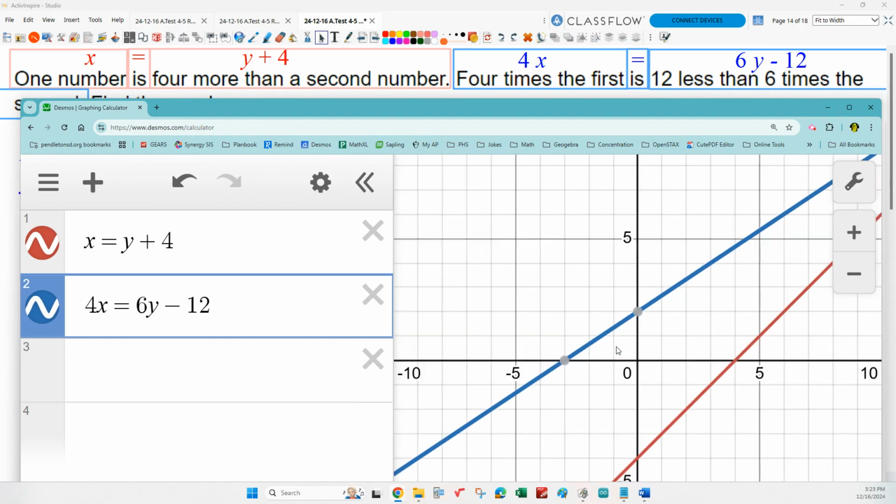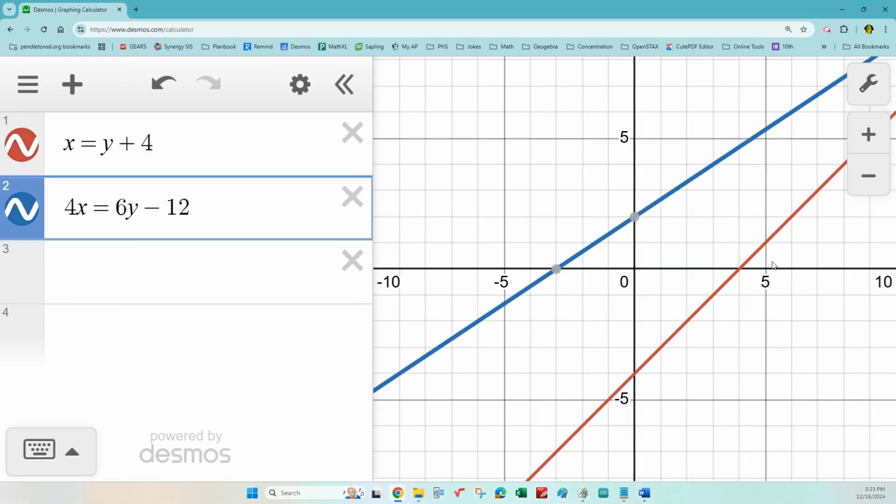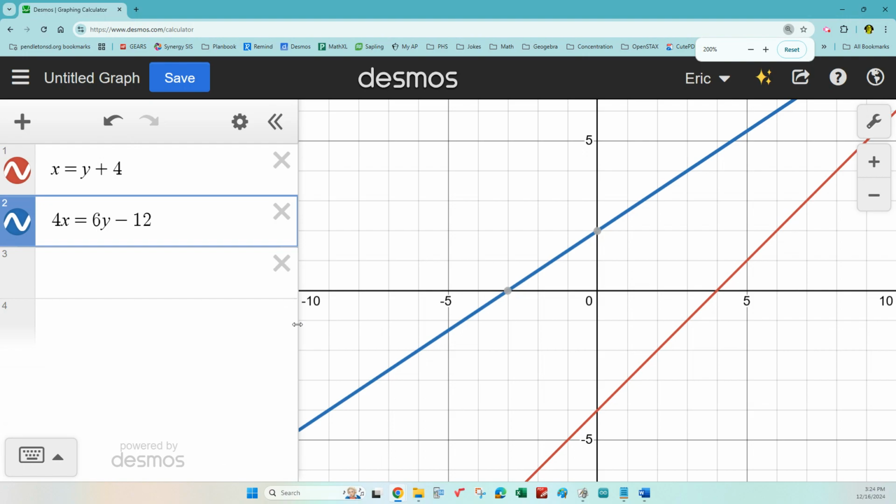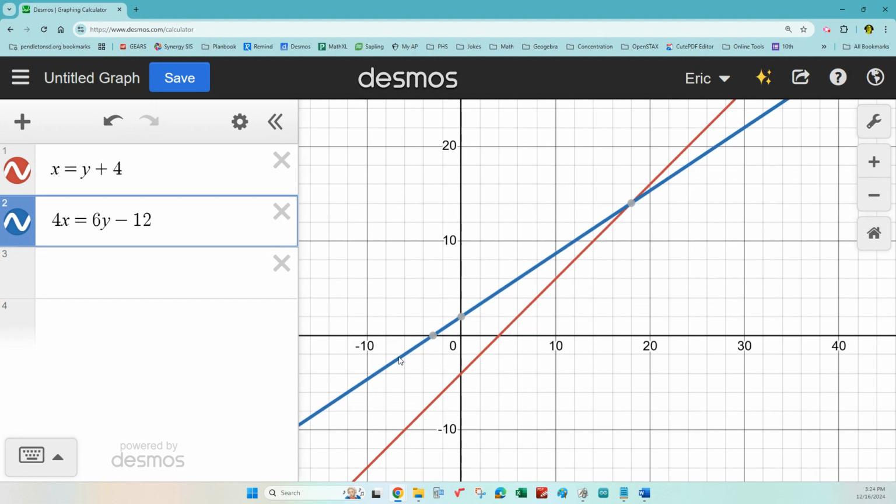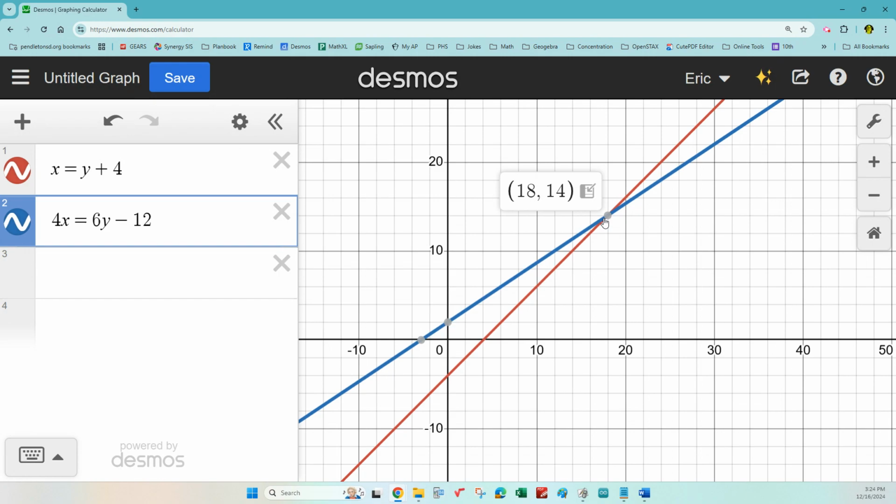If we started from scratch, it would look just like that. What would I need to do to get my solution? I've got to find the point of intersection. How am I going to do that? Zoom out. Yep, I'm going to zoom out until I can see that point of intersection.